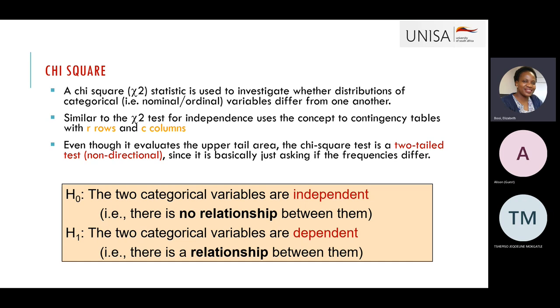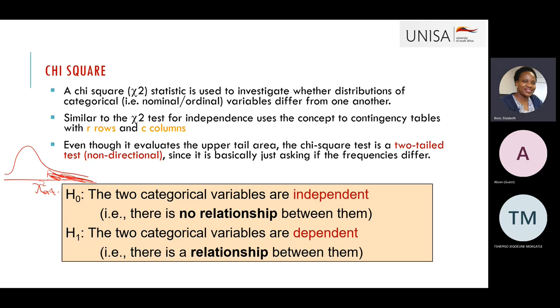Even though with the chi-square test, when we make the decision we always refer to it as an upper tail area because it is a right-skewed distribution, the chi-square test is a two-sided test. It is a non-directional test. This is very important because sometimes we make a mistake. When we look at the distribution of a chi-square, it looks like this, where the region of rejection will always be on the upper side, beyond your chi-square critical value, and we assume that it's a one-directional test. No, it is a two-tailed test. It is also referred to as a non-directional test.